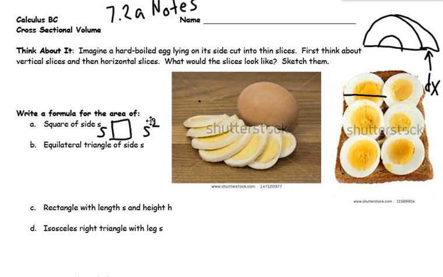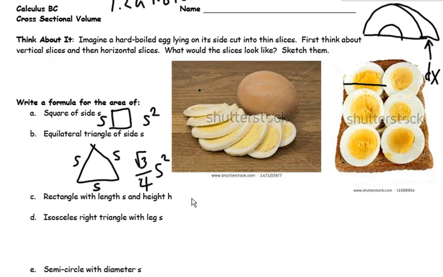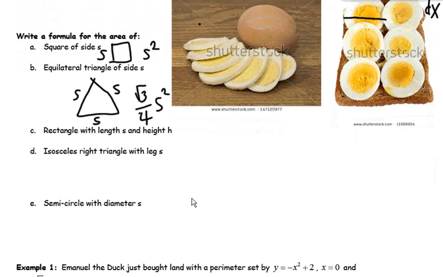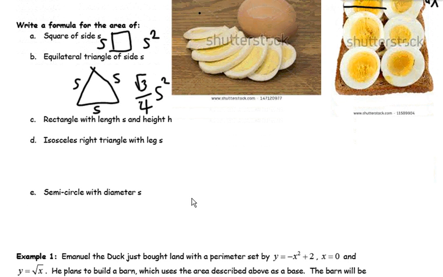All right, then we're also going to have cross sections of equilateral triangles with side length S. And we could sit here and derive the formula for the area of an equilateral triangle. Some of you may already know it, but it's root 3 over 4 S squared. This is an equilateral triangle with side length S, not with height S, so therefore it's not 1/2 base times height. Then we're also going to have cross sections of rectangles with a length of S and a height of H.